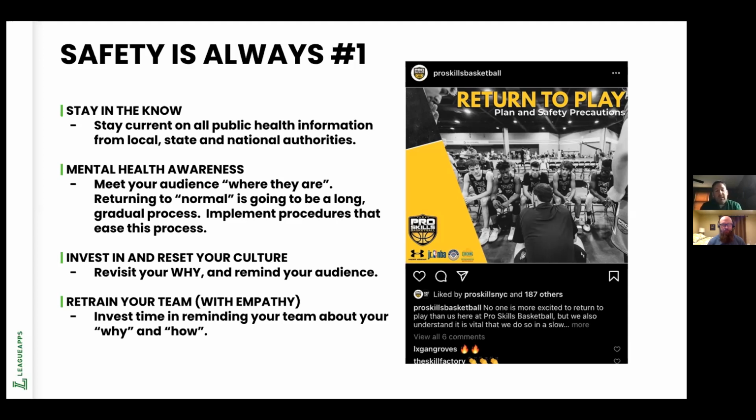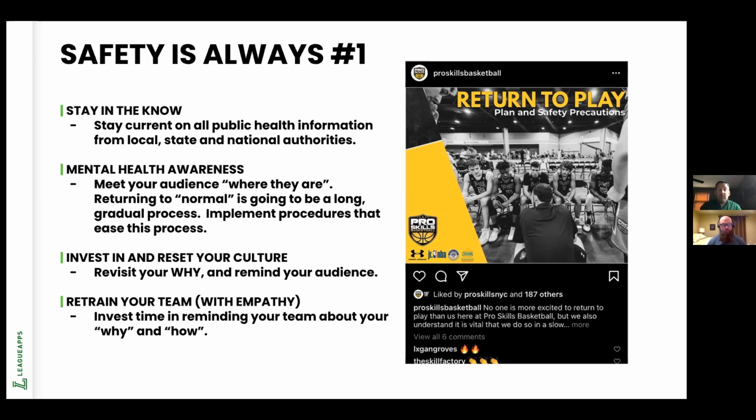Third is we need to take the time, especially now as we emerge from a pandemic. This is a great opportunity to invest in and reset our culture. We can often very easily get consumed by the busyness of our lives, especially when it comes to running programs. And it's very easy to forget along that path why we do what we do.